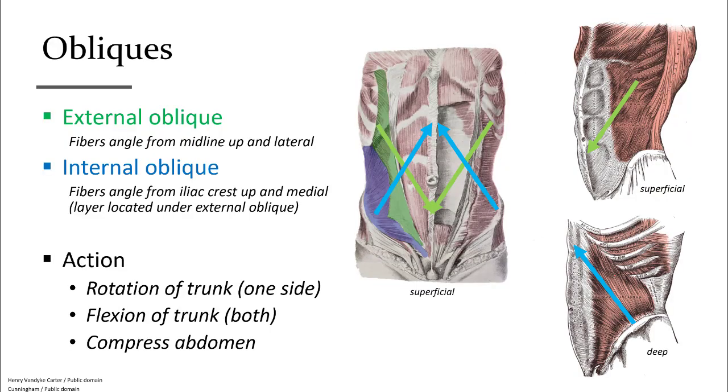There are two oblique muscles. The external oblique muscle has a fiber orientation like a V. The internal oblique muscle has an opposite fiber orientation, which is like an A. Together, these muscles can either turn the torso or work with the rectus abdominis to flex the torso.